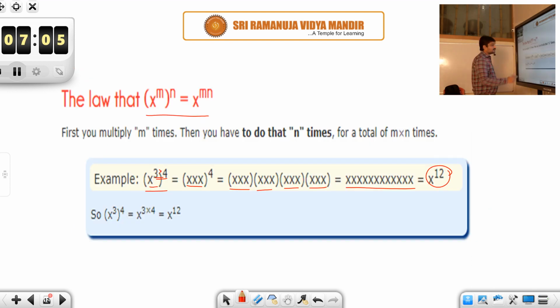So suppose you are given an example 2 power 3 whole square. What you need to do is simply multiply their exponents, the 3 into 2. So you will be getting 2 power 6. So remember this law as well. X power m whole power n is equal to x power mn.